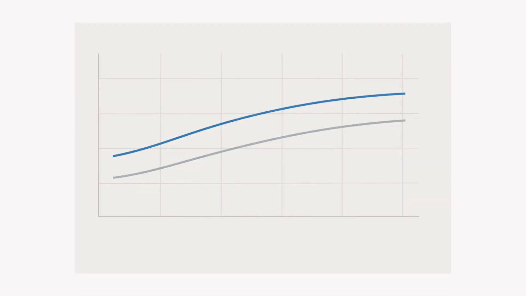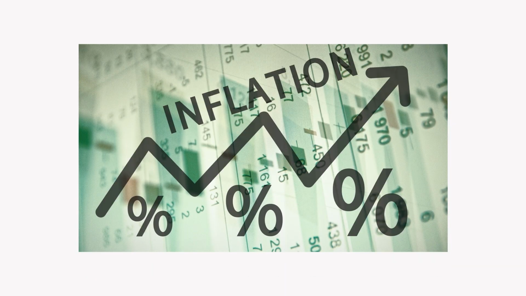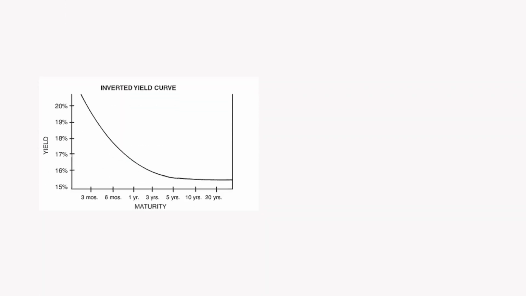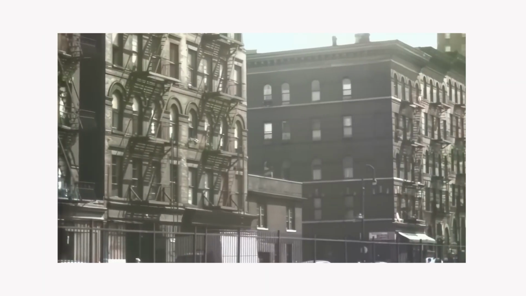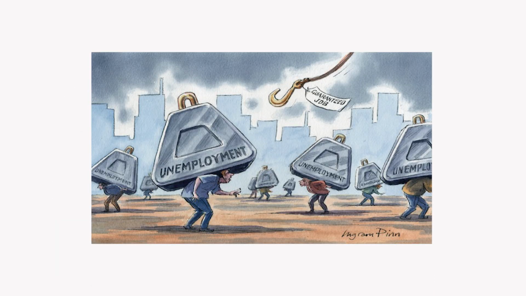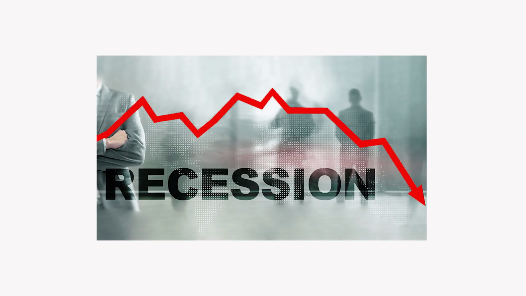A similar pattern appeared again in 1969. Inflation was rising, and policymakers responded by tightening financial conditions. The yield curve inverted as borrowing costs increased. Once again, the economy did not collapse immediately. But by 1970, growth slowed, unemployment rose, and a recession followed.